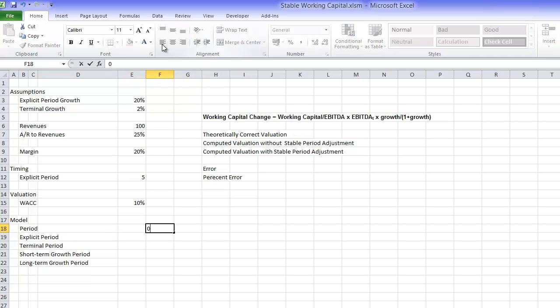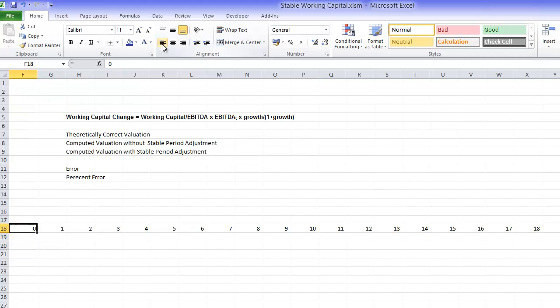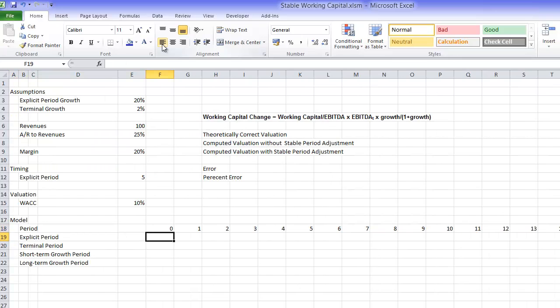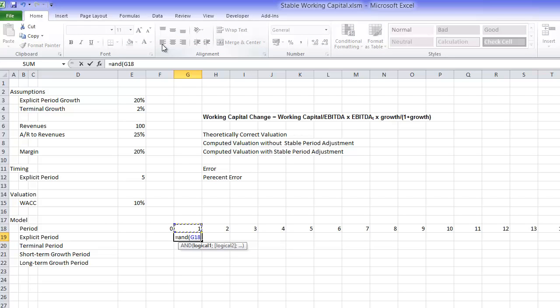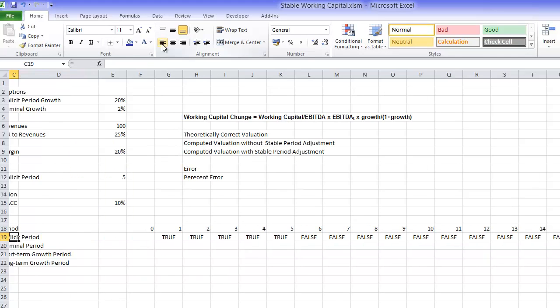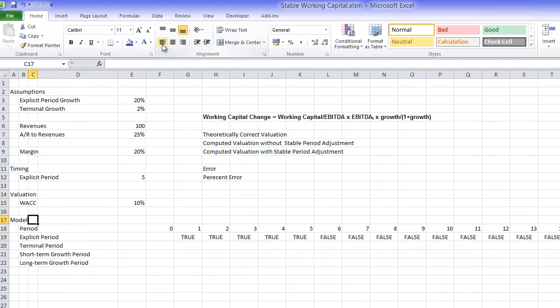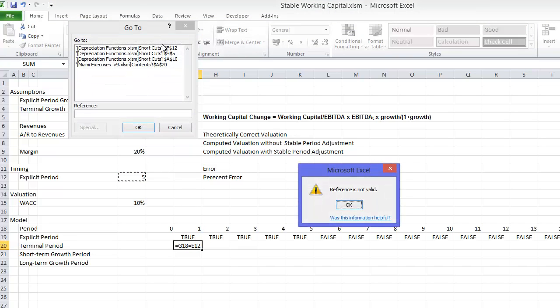So for the period, let's start with 0. Shift Control right arrow, Control R. When it's the explicit period, we don't really even need an and. Just this thing is less than or equal to this period. Okay, that's okay. And the terminal period is simply when this thing equals this one right there.